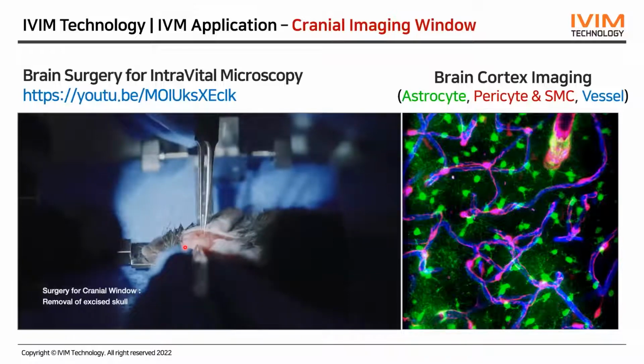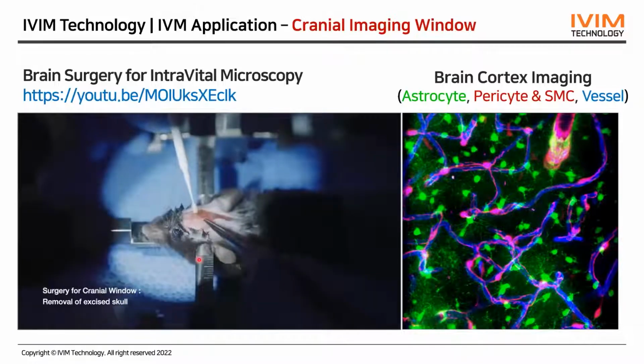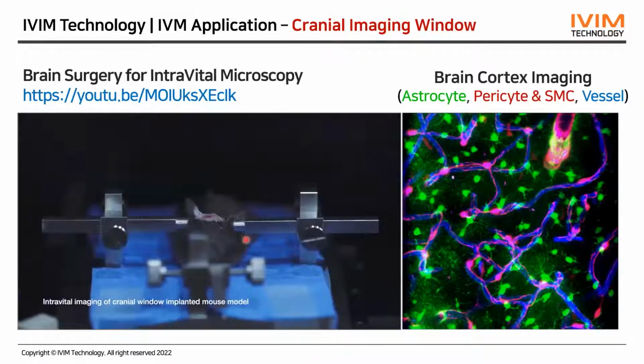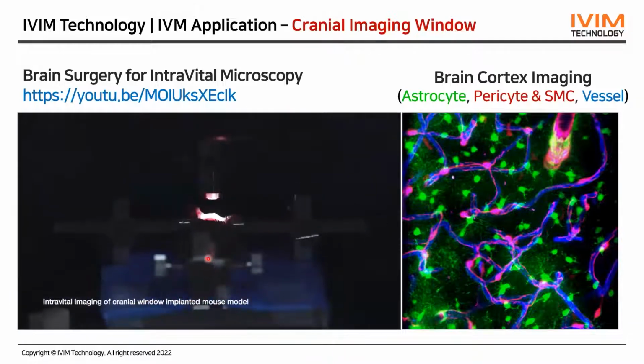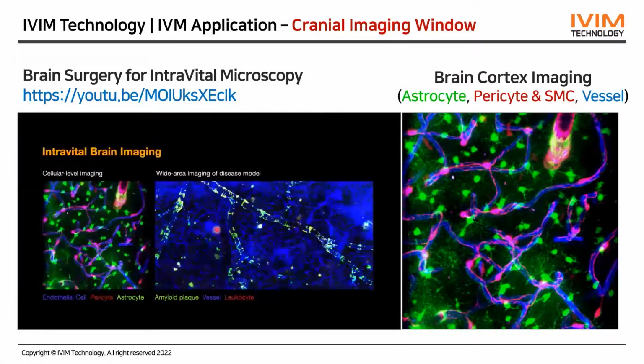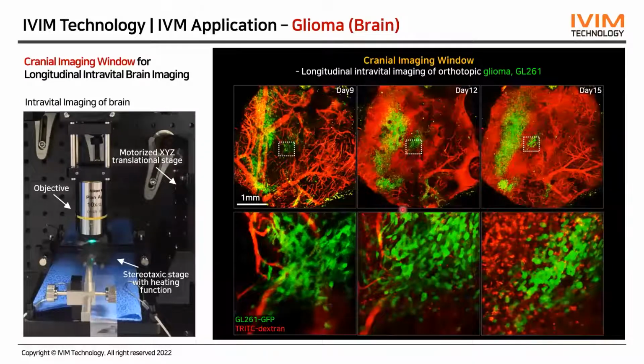And then we cover with the cover slip and apply the UV curable adhesive to the nearly dry skull and seal the optical window with the dental cement, covering all the exposed skull. And place the mouse model on the heating stage. Adjust the focal distance between the specimen and objective lens. And the cranial imaging window technique can be applied to brain tumor imaging research.